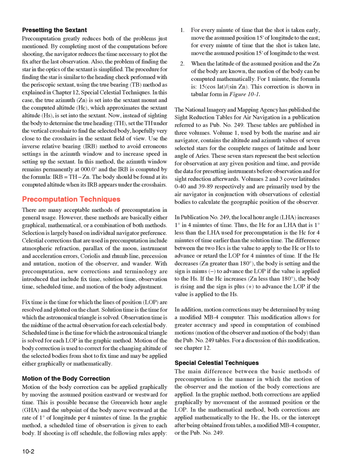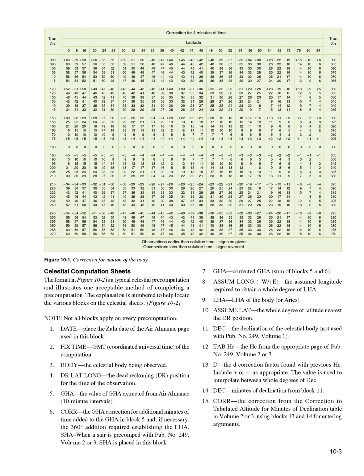Pub. No. 249. Celestial computation sheets. The format in Figure 10.2 is a typical celestial precomputation and illustrates one acceptable method of completing a precomputation. The explanation is numbered to help locate the various blocks on the celestial sheets. Figure 10.2 note: not all blocks apply on every precomputation.